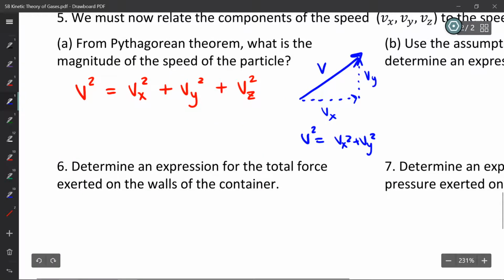And so that's what we're doing over here. We're just adding in that extra third dimension, which is not a problem. That's how it works out mathematically. I don't think you guys have really gotten into three-dimensional mathematics yet, but that's how it works.